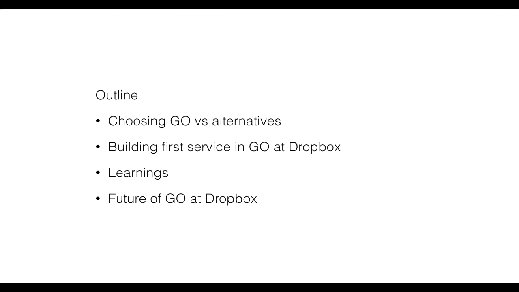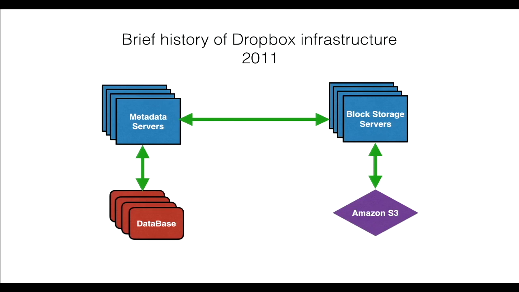Before I start to explain why we chose Go, I think we need to give a little background on the Dropbox infrastructure and how it evolved. Originally, this is 2011, and it's a very simplified version of what the infrastructure looks like. We have two primary applications, basically two monolithic servers. We've got a metadata server that deals with the metadata, and a block storage server that deals with mostly just binary blobs.